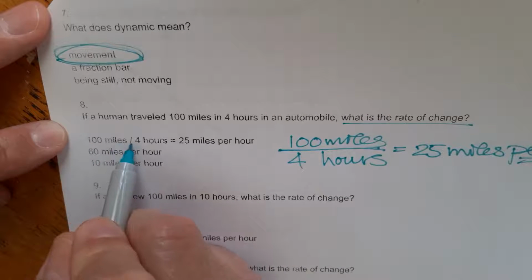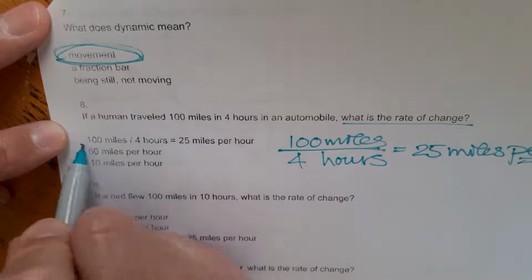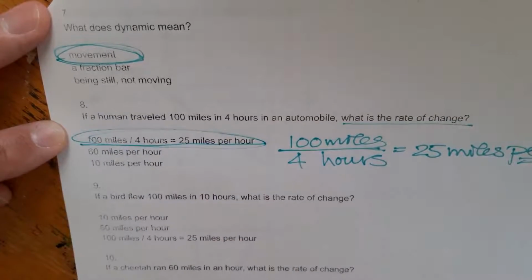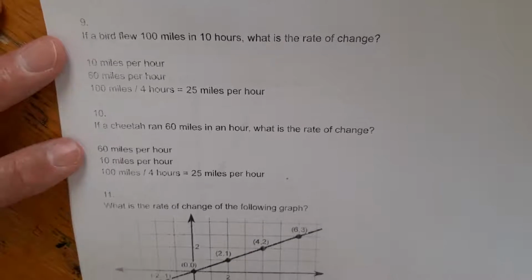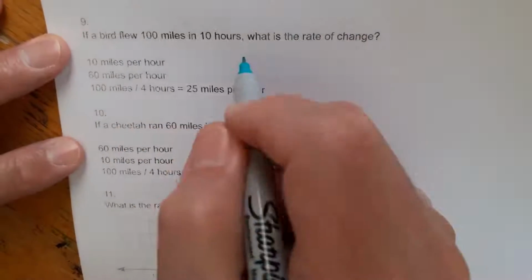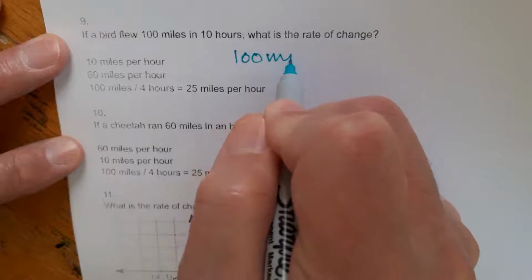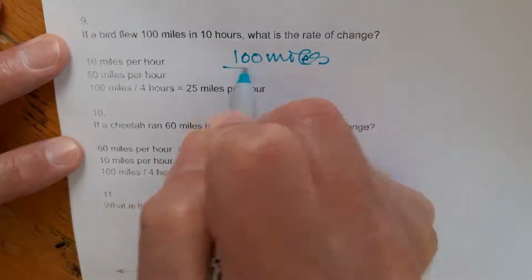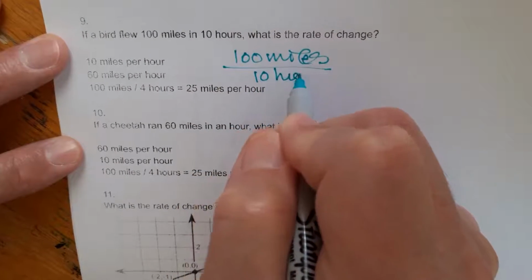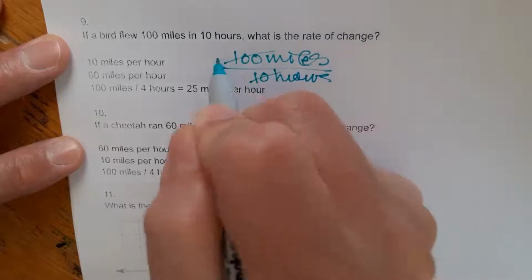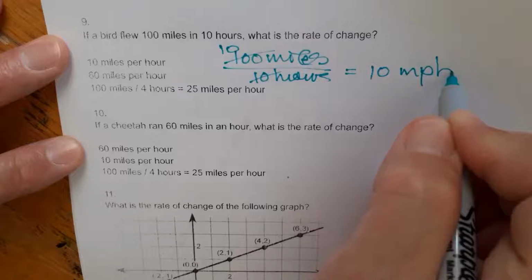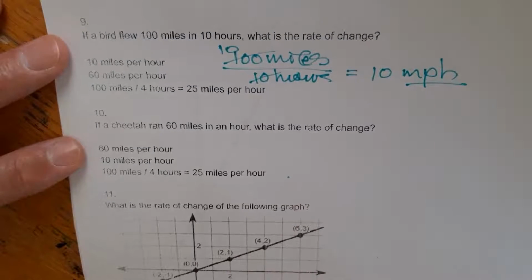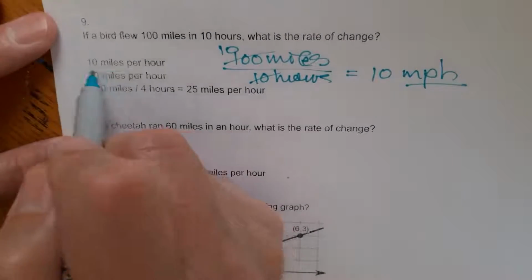So here it is: 100 miles divided by 4 hours is 25 miles per hour. That's pretty straightforward. They're mapping it out for us even. All right, a bird flew 100 miles in 10 hours, so just write it out. 100 miles per 10 hours. The 10 goes into 100 ten times, so we're left with 10 miles per hour, MPH, right? 10 miles per hour.